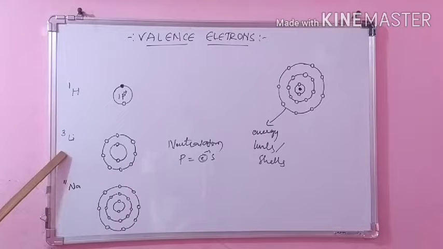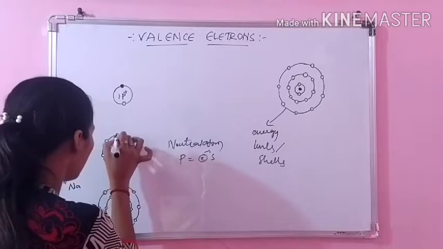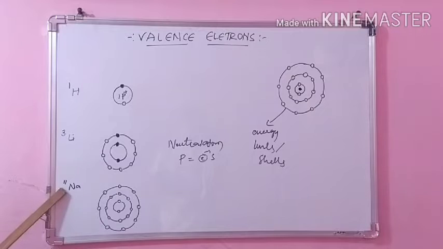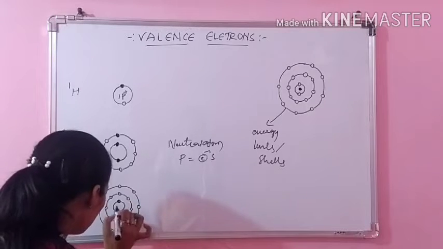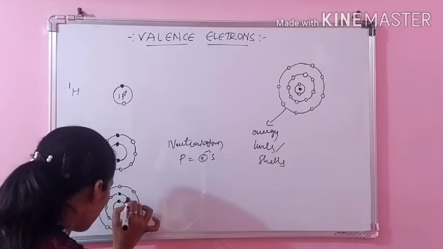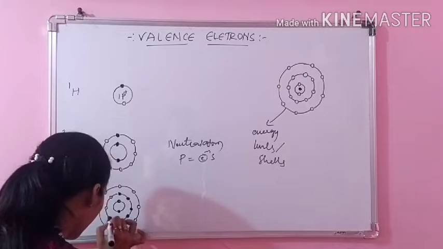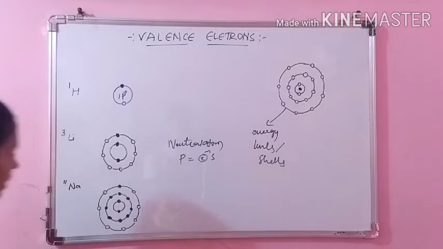For lithium, what am I supposed to do? I have 3 electrons. So how will I fill? I will fill this 1 electron, this 2nd electron, and the third electron will be placed here. Clear? And for sodium I have to fill 11. I will fill 1 electron here, 2, 3, 4, 5, 6, 7, 8, 9, 10 and the last, 11th one remaining I will put here.